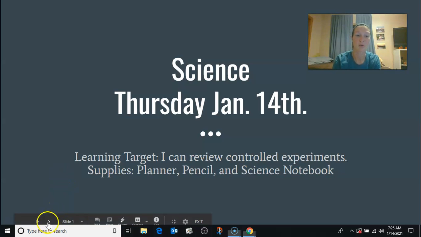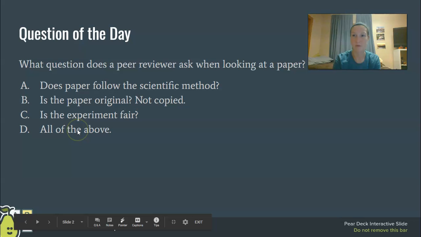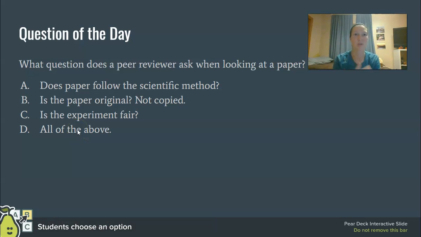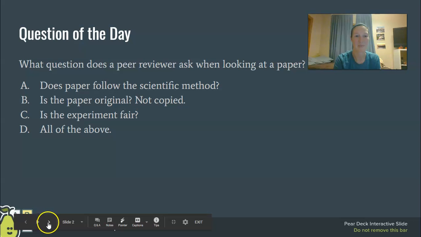And really today's goal is to review critiquing experiments, looking at something: is it fair, is it not so fair? Yesterday we talked about a peer reviewer. So what question does a peer reviewer ask when looking at a paper? I want you to choose your option A, B, C, or D as your question of the day.